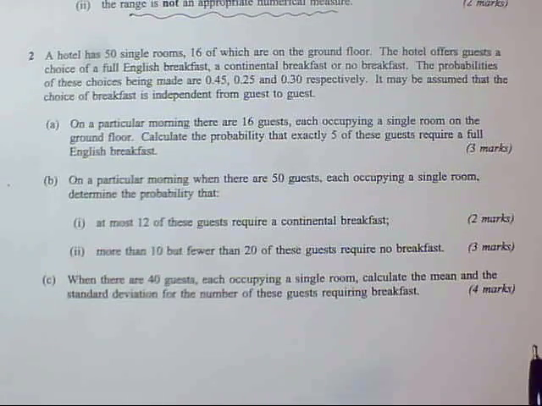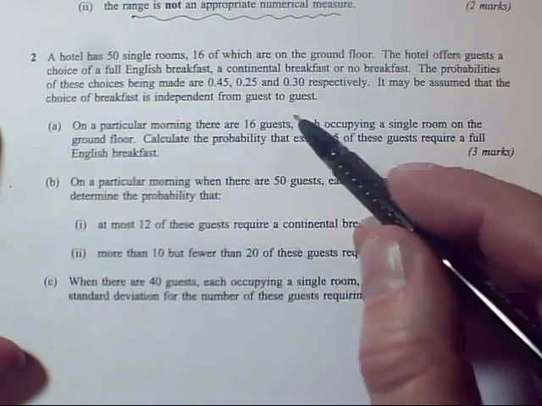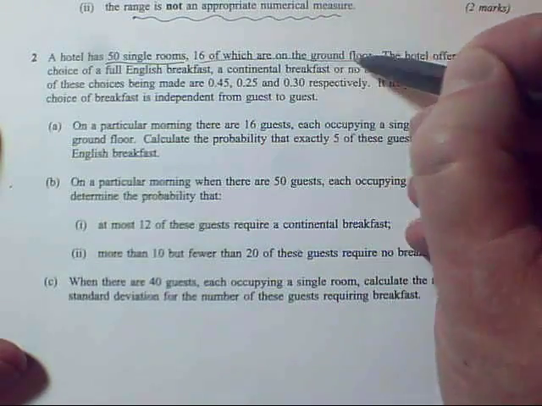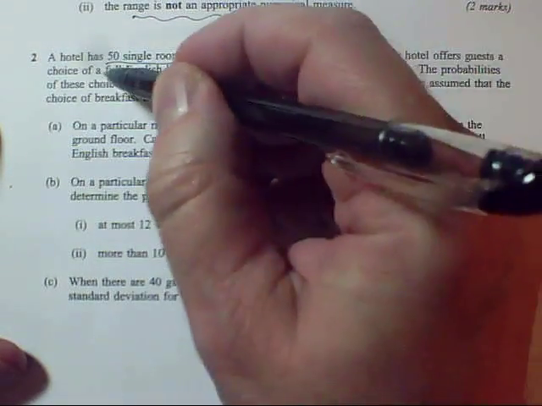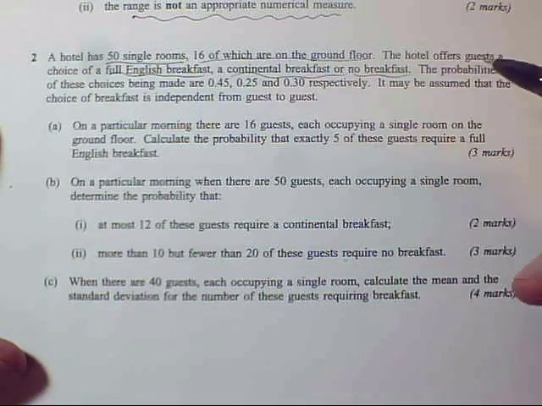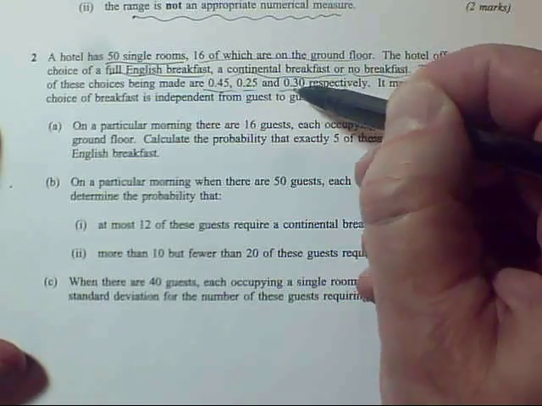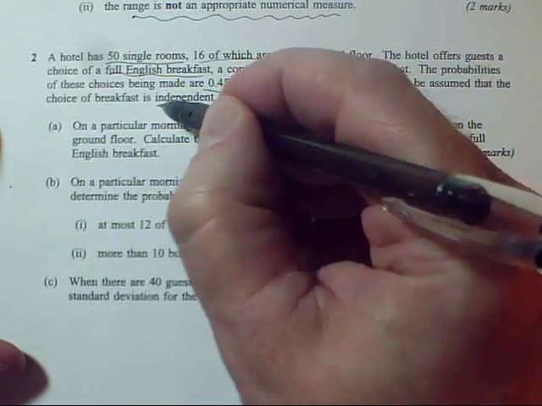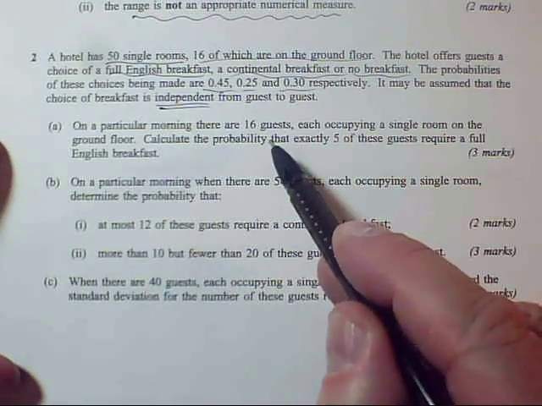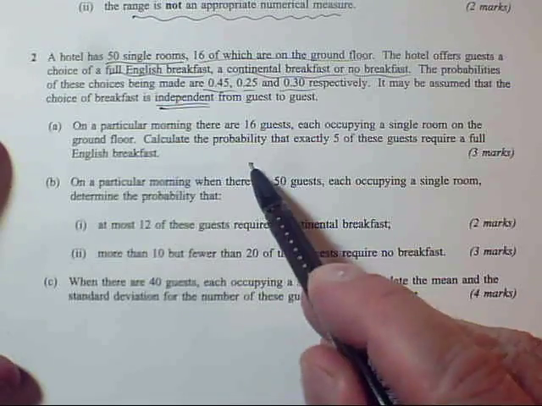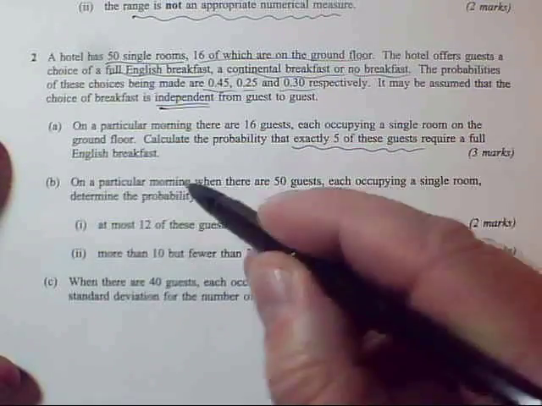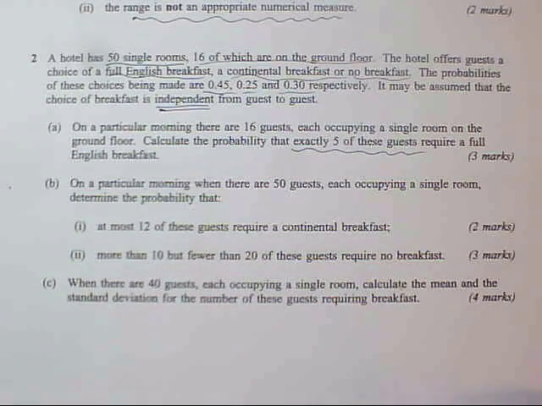But if you're still watching the video, which you are, what do we need to pick up on? We need to do our reading. So there's a hotel with 50 single rooms, 16 are on the ground floor, and there are full English breakfast, a continental breakfast, or no breakfast, and we've got probabilities for each of those, and this choice is independent from guest to guest. And then on a particular morning, there are 16 guests. They're all on the ground floor, and we want the probability that exactly 5 of these guests require a full English breakfast. There's lots of information there.